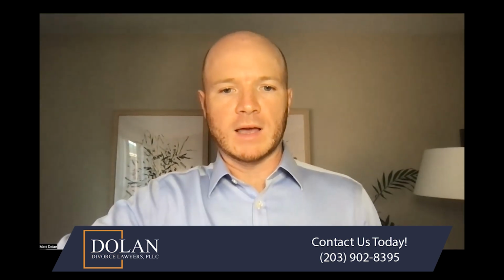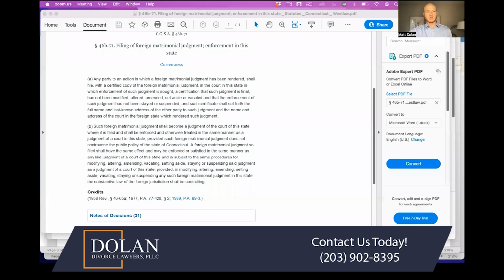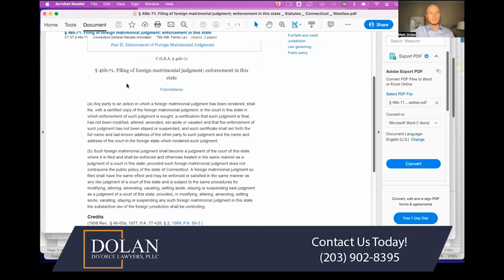So let me first highlight the relevant statutes, which I've just shared my screen. Let's start with filing. I'm going to talk about filing a foreign matrimonial judgment, so if it was a divorce, and then I'm going to talk about filing a foreign custody order if there's an order in another state between two parties who were never married.